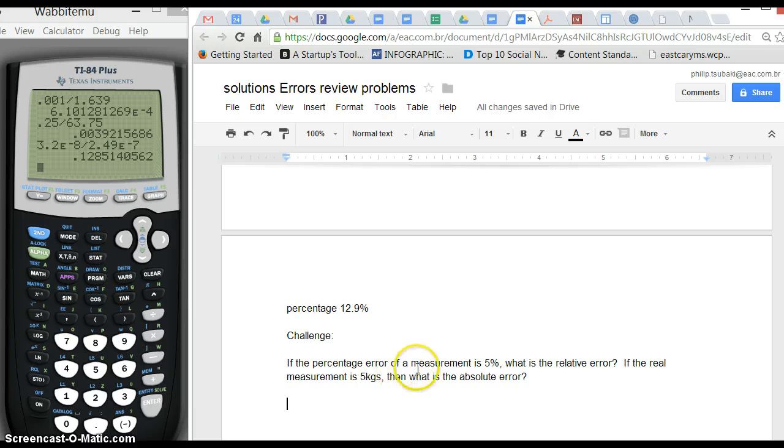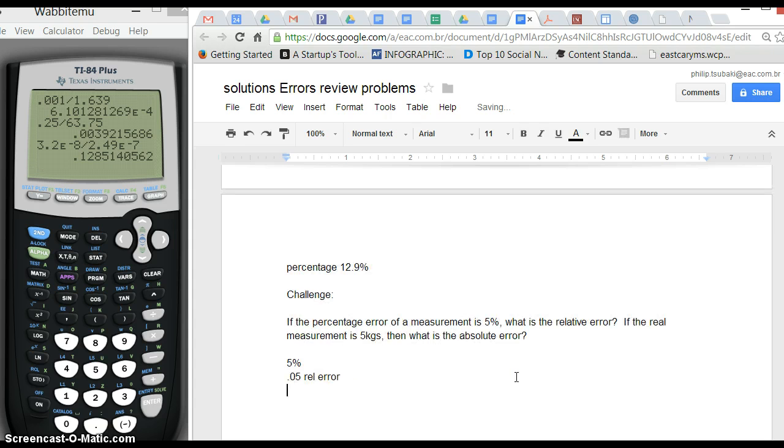Okay, so if the percentage error is 5%, then what is the relative error? Well, that's kind of easy, right? Because if you have the relative error and it's a certain number, to get the percentage error, you multiply by 100. So how do you go backwards? Well, you divide by 100. So the relative error, if the percentage error is 5%, is going to be 0.05. We divide by 100. And remember, the decimal 0.05 is equivalent to 5%. So that makes sense, right? So that's the relative error.